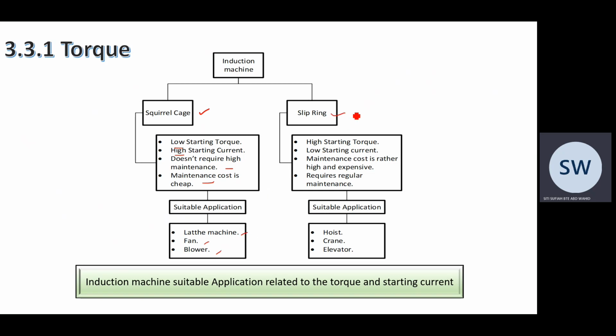And then for slip ring, the starting torque is higher, but the starting current is lower, and maintenance cost is expensive. So also it requires regular maintenance. So in terms of application, according to the torque characteristic, it is more suitable for hoist, crane, and elevator. As the crane is related to torque, the application depends on the torque and also current.